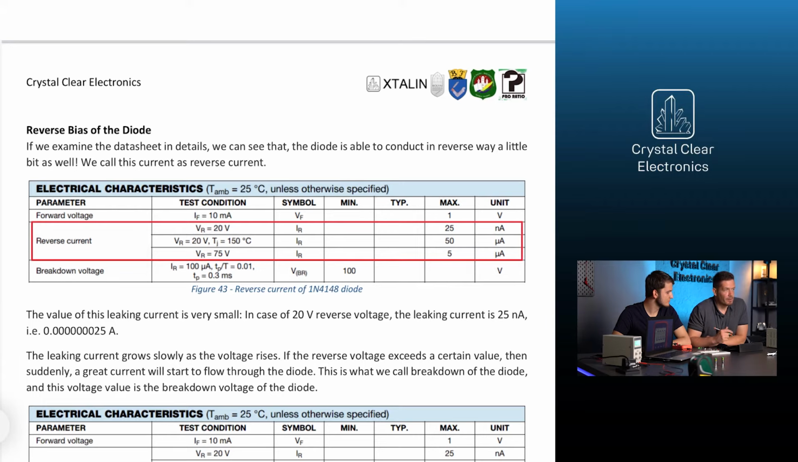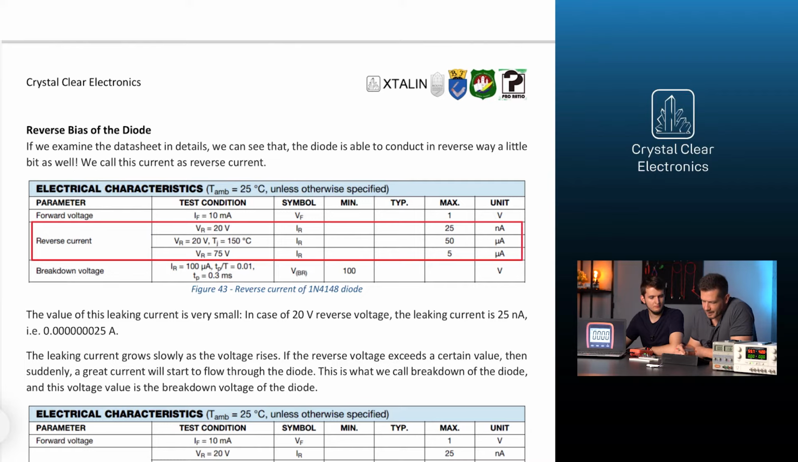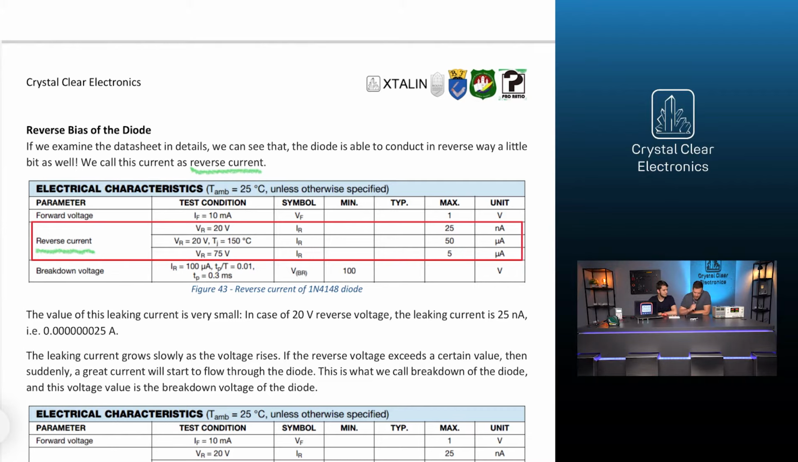The diode can conduct a little in the reverse state, and if you examine the datasheet that you can see on the screen, then we can see that the diode is able to conduct in the reverse direction a little bit as well. We call this current the reverse current. The highlighted red part shows the data about this.